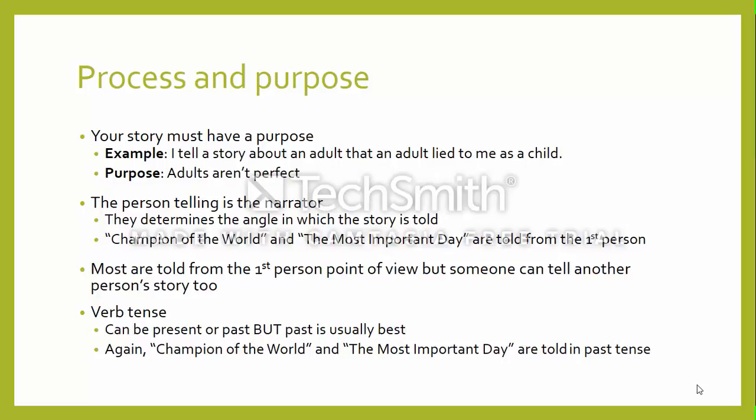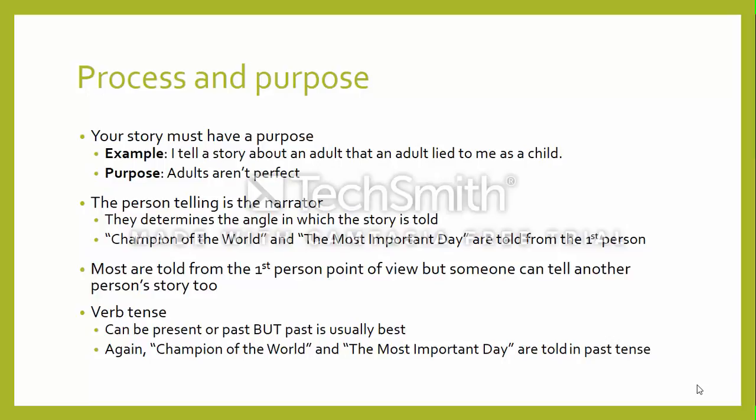The person that is telling the story is the narrator, which I'm sure you've heard of before. We have narrators in movies and even in books, and sometimes it's from the first person and sometimes it's from the third person, and sometimes the narrator's trustworthy and sometimes they're not, but they determine the angle in which the story is told. The two essays that you'll be reading this week in the lesson are Champion of the World and The Most Important Day. Both of these are told from the first person, which is most often the way it's told, but it can be told from a third person perspective. For instance, if you're telling someone else's story, maybe someone had drowned, and so you're telling it through someone else's story, or a car accident or something. So most are first person, but it can be told through third person.